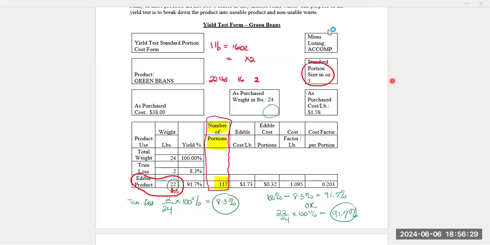And I think I'll stop at that one. Edible cost per pound. How do you think I can calculate my edible cost per pound? Just listen to what it says. Edible cost per pound. How do I get the edible cost per pound?